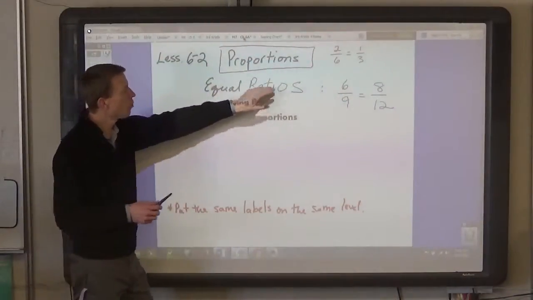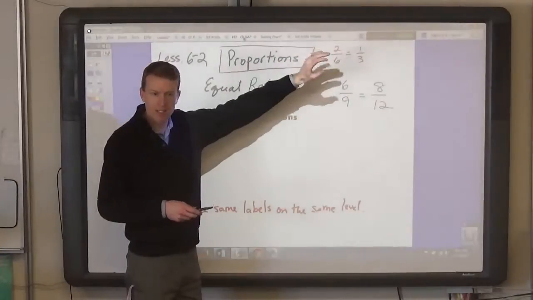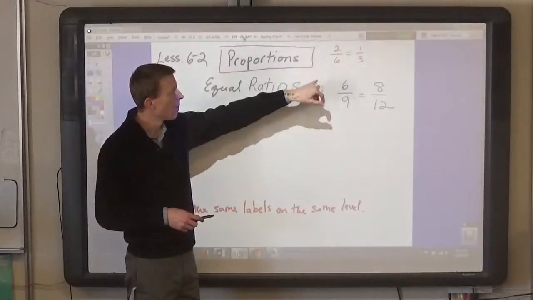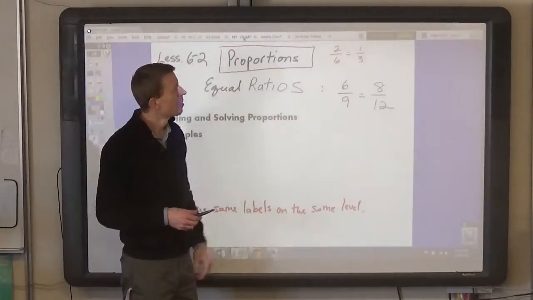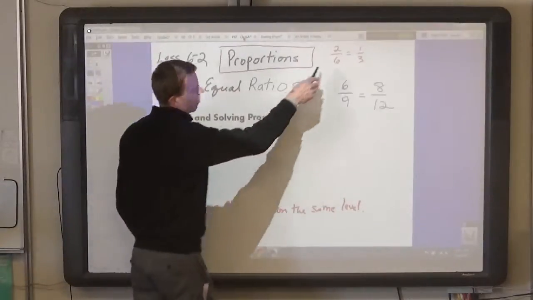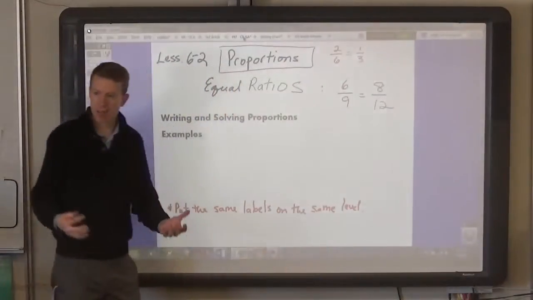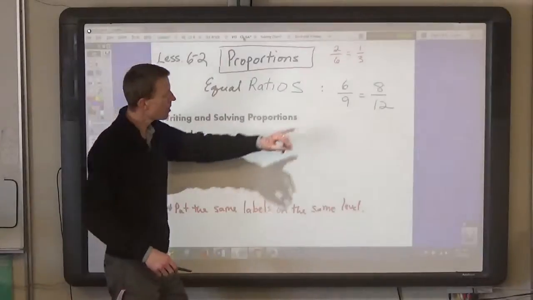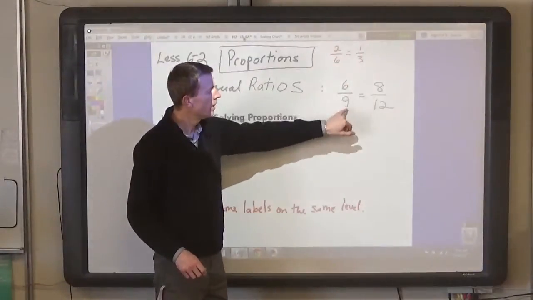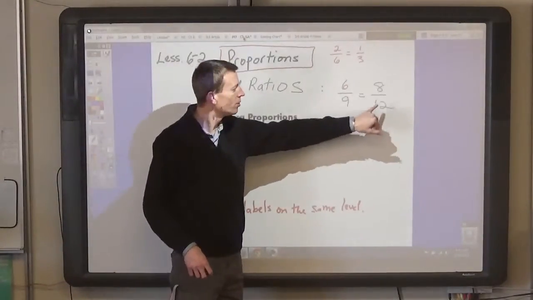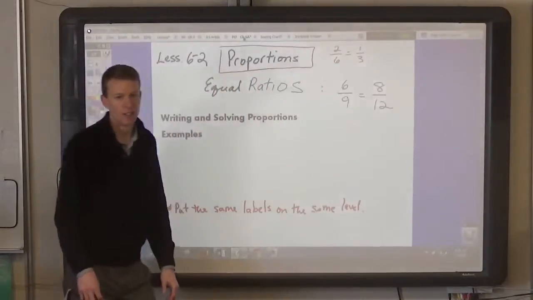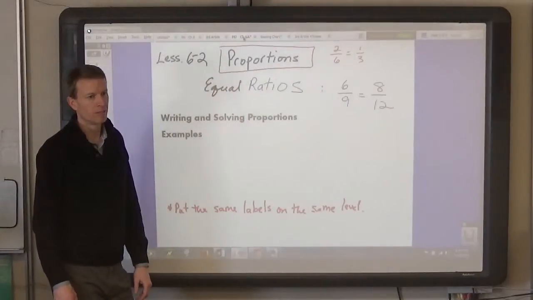Proportion is an equal fraction. Basically, a proportion is an equal fraction. All right? And so, for example, 2/6 is equal to 1/3. That is a true proportion. 6/9 is equal to 8/12. That is a true proportion.